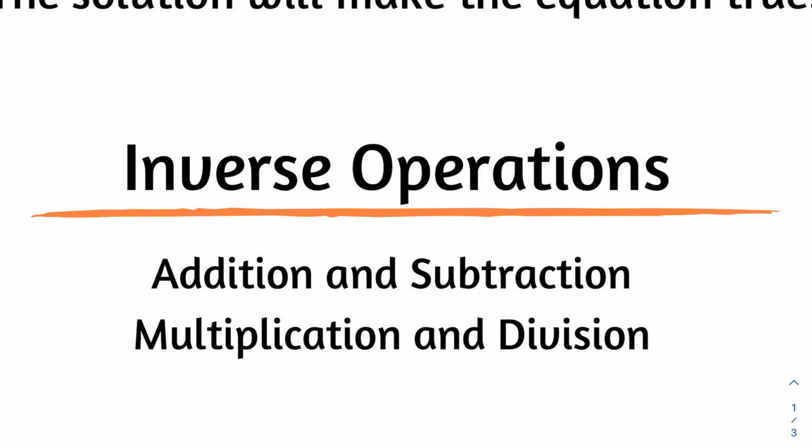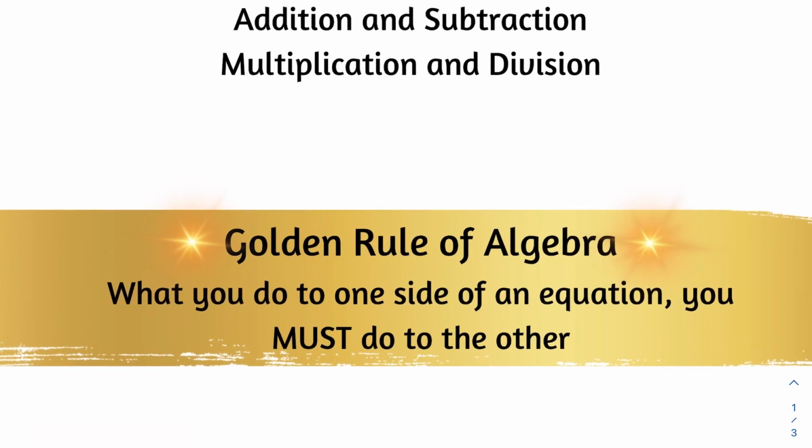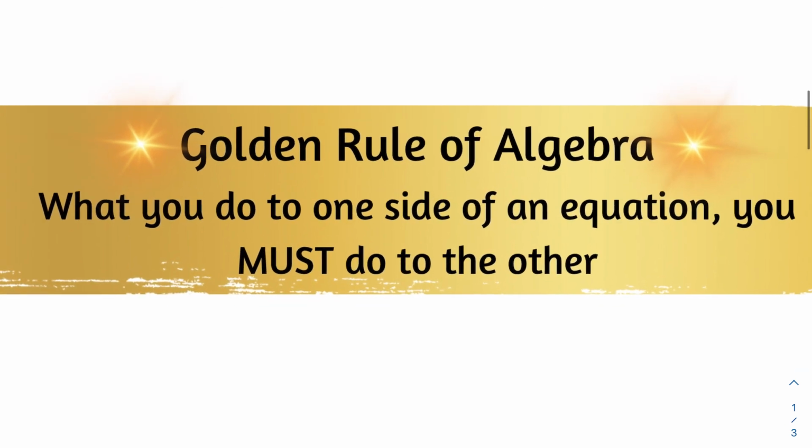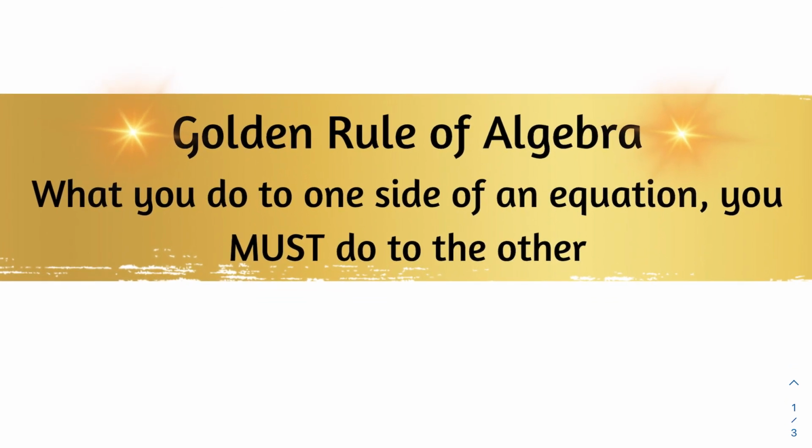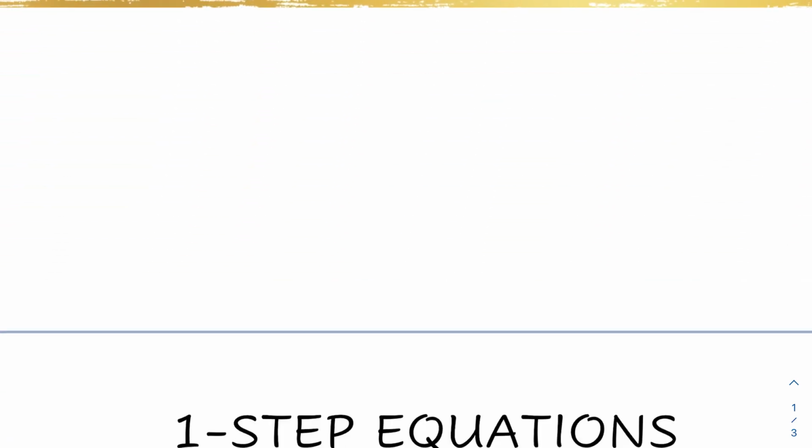When thinking about solving equations, we have what I like to call the golden rule of algebra. The golden rule of algebra says what you do to one side of an equation, you must do to the other. Because remember, solving equations is like balancing a scale. I can't add or subtract something to one side and not the other side, because that's going to throw our scale off. So let's take a look at a few examples.